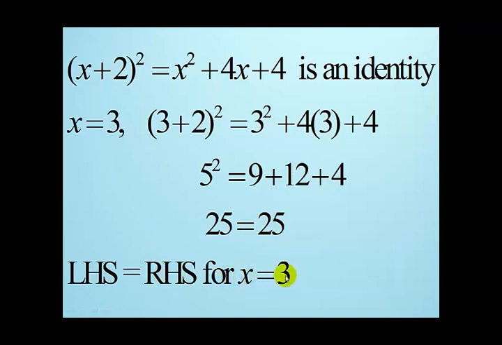That means that for any x value that you take, your left hand side will be equal to the right hand side. And that is what you call an identity. That is the behavior of an identity. The identity is true for all values of real numbers, but an equation is true for a specific value. That is the difference between an equation and an identity.